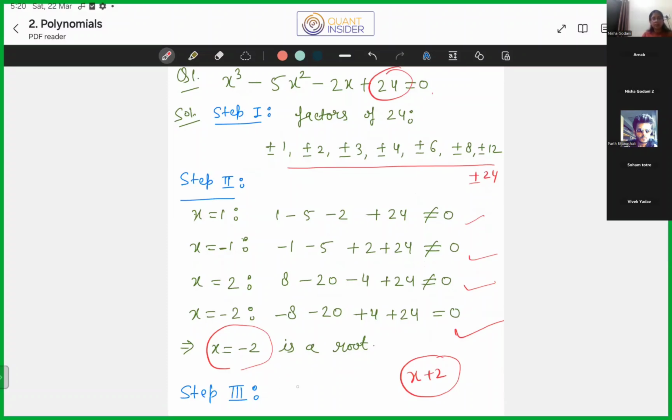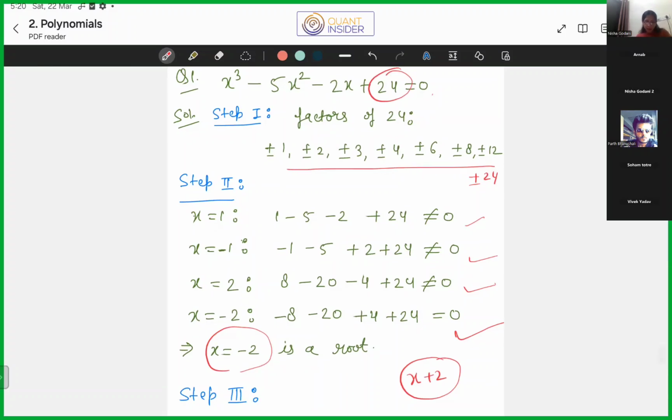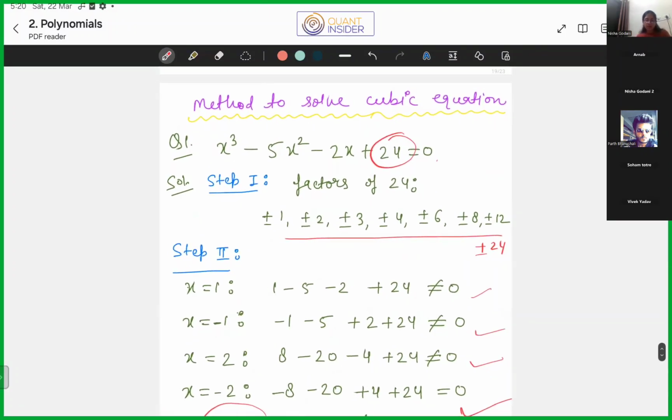Is that fine? How many roots are left to find? In a cubic equation, you have one root by using this factor theorem, or you can say hit and trial method. You can put a number, but keep in mind that number must be a factor of this last term, the constant term, which is 24 in this example. Yes, you are right, Mohit, Vicky. We need to find two more roots, because in this question I have written solve. It is to be solved, meaning you have to find the roots.